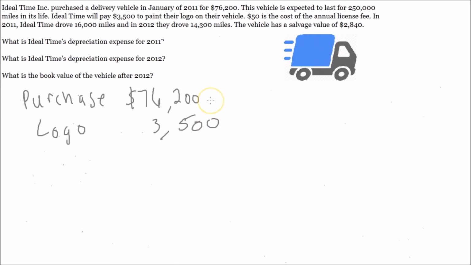Now, this $50 license, it's an annual license, so you have to renew it every year. So that does not get the vehicle ready for its intended use. Usually renewals are not considered part of that cost. And once again, if you don't know, I did do a little video on what is depreciation that you should look at before this video. It'll help out a lot in laying the foundation for this concept.